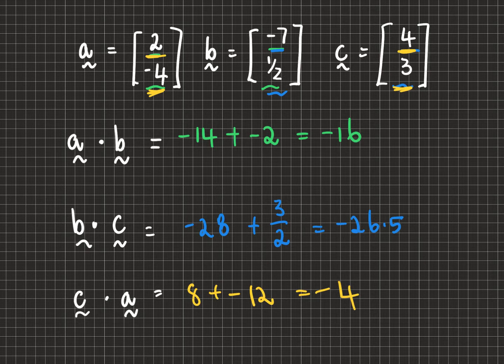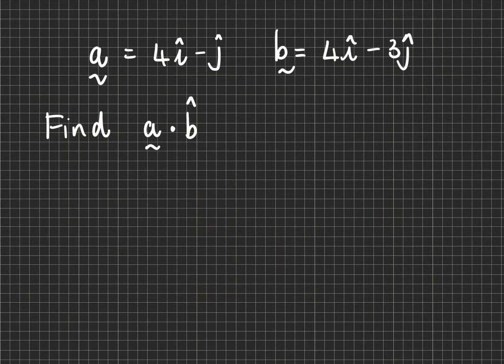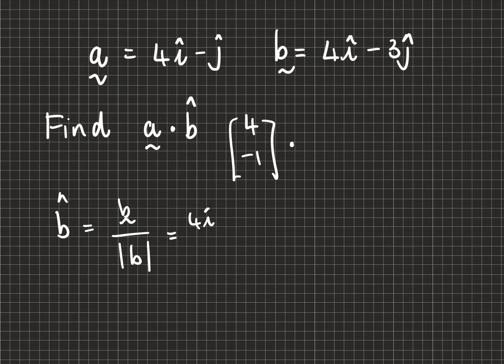Now let's do something a little bit more complex. I've given you vectors A and B, and what I need you to find is A dot B hat. So B hat, remember, is a unit vector in the direction of B. How would we go about this? Well, it's going to be vector A dot, now what is B hat going to be? Remember, B hat is vector B over the magnitude of vector B. So that's going to be 4i minus 3j over the magnitude of B. 4 4s are 16, 3 3s are 9, that's 25, square root of 25 is 5.